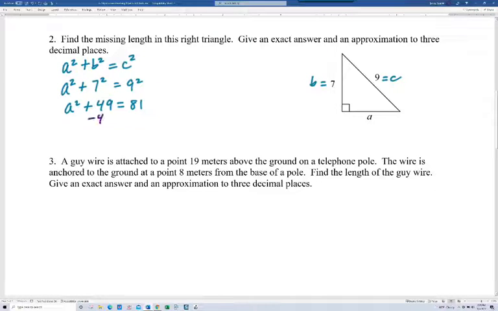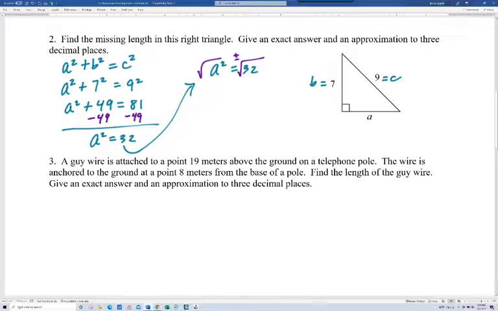And let's go ahead and subtract 49 on both sides. We get a squared is 32. And let's take the square root of both sides. Again, I don't really need that plus or minus because length is always going to be positive, so we'll disregard the negative answer. Square root of 32, though. Again, I'm thinking this is not simplified.